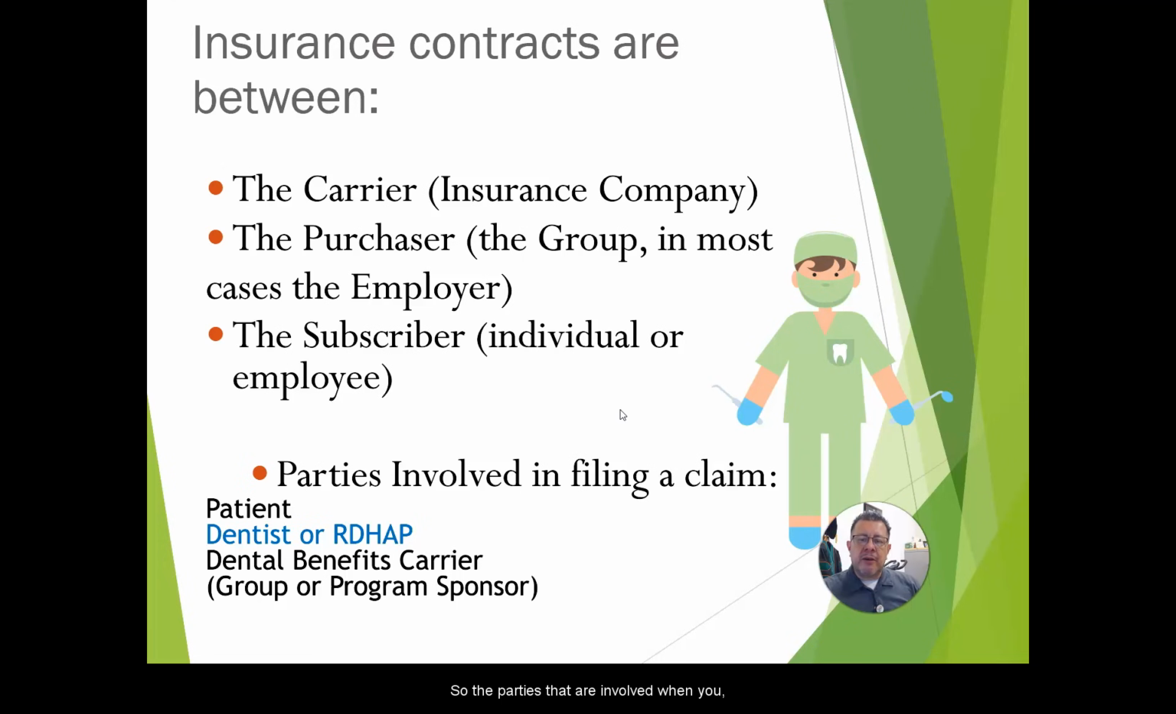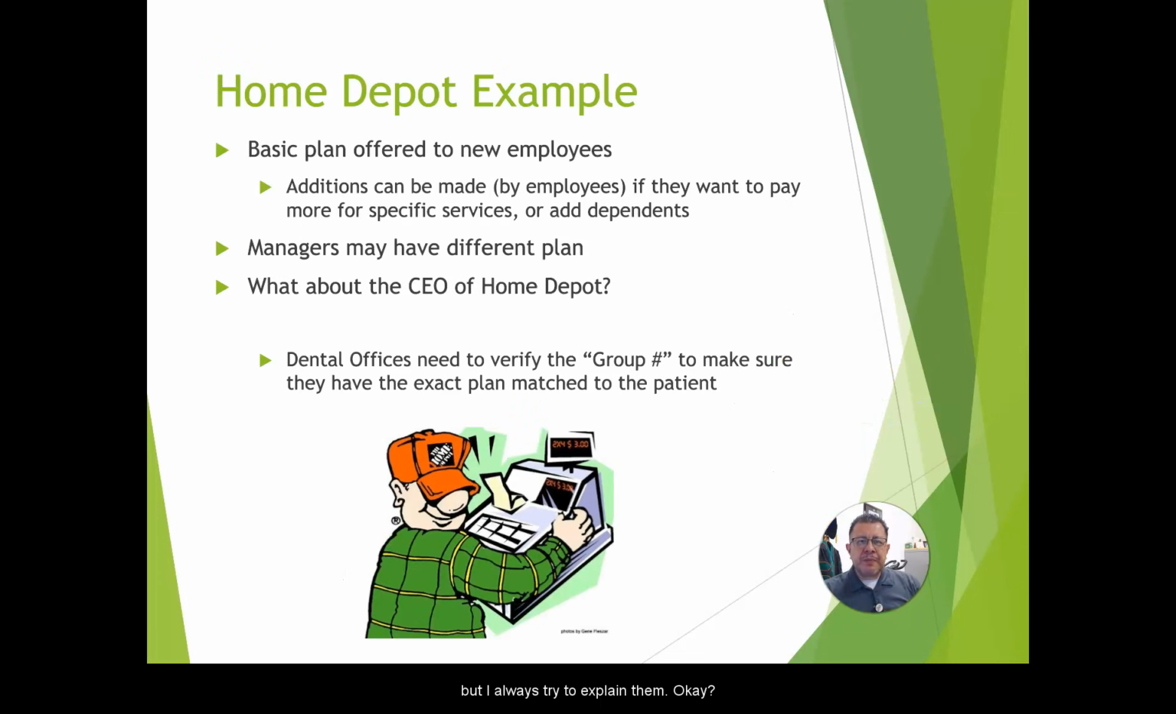The parties involved when a claim is filed are the patient, who is the subscriber; the dentist or RDHAP, preferably, who is the provider; and the dental benefits carrier, with the group or program sponsor. You're submitting the claim to the carrier, which is the insurance company. So make sure you understand those terms. There are other terms we're going to discuss, but I always try to explain them. Before we continue, let me give an example.